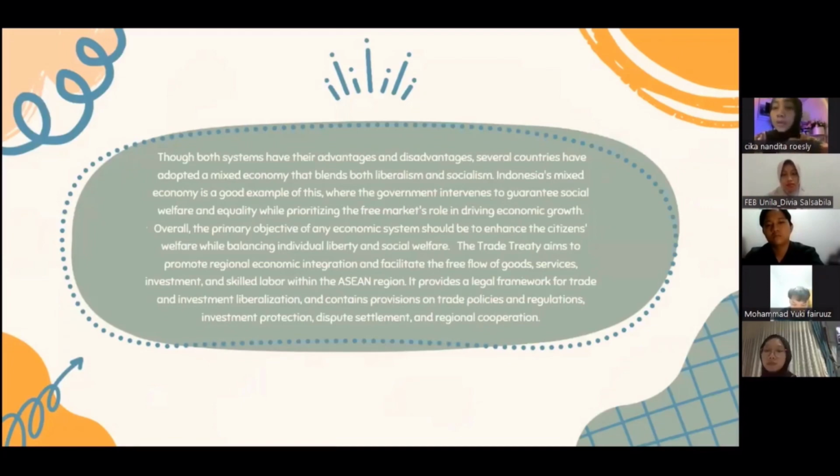And overall, the primary objective of any economic system should be to enhance the citizens' welfare while balancing individual liberty and social welfare.